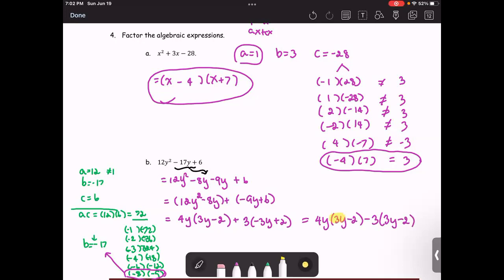At this point, we see the common factor is 3y minus 2. So we factor it out, 3y minus 2, and multiply by the remaining factor of the first group, which is 4y. The remaining factor of the second group is negative 3. So at this point, we obtain the factored form of 12y squared minus 17y plus 6.